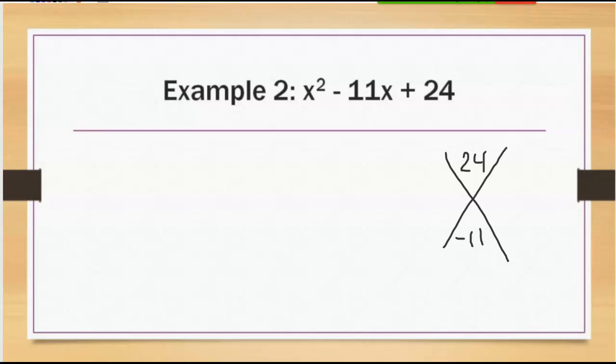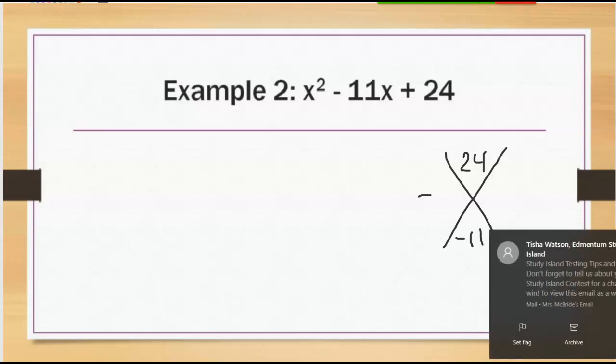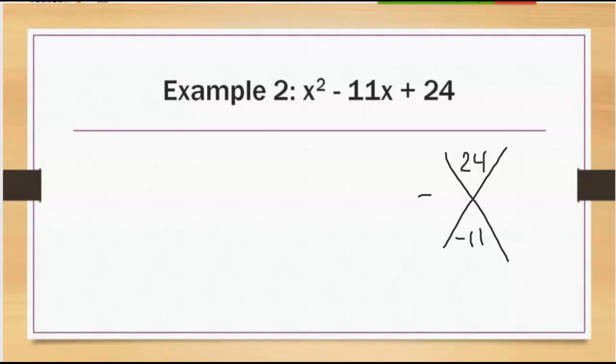Factors of 24 that sum to negative 11. So you need two numbers that multiply to 24 and add to negative 11. Since they have to multiply to 24 and add to negative 11, both are going to be negative, because to get a positive, multiply, and negative, add. So that is 8 and 3.